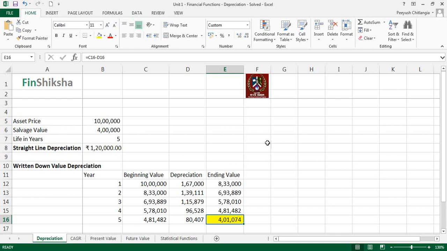So that's where your beginning value and ending value come in, and that's how you apply your depreciation concepts. Essentially, for the straight line method, you use something known as SLN, and for written down value depreciation, you use something called DB. These are the two methods of depreciation that we have looked at and applied in the context of our calculations on depreciation.